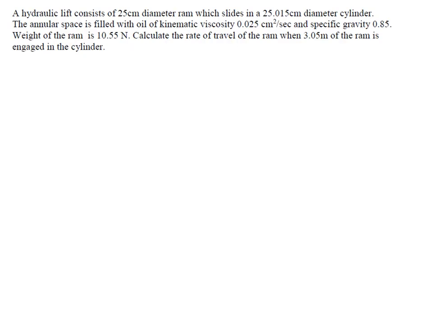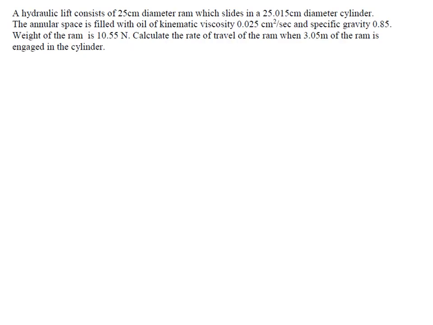So the gap between the cylinder and ram is 25.015 minus 25, and since there are two gaps, divide by 2. That will be y. The kinematic viscosity is given in centimeter square per second, so you have to divide by 100 square to convert to meter square per second. Specific gravity is given to calculate the mass density: multiply by 1000, so 850 kg per meter cube is the density of the oil. The weight of the ram is given, which is 10.55 newtons.